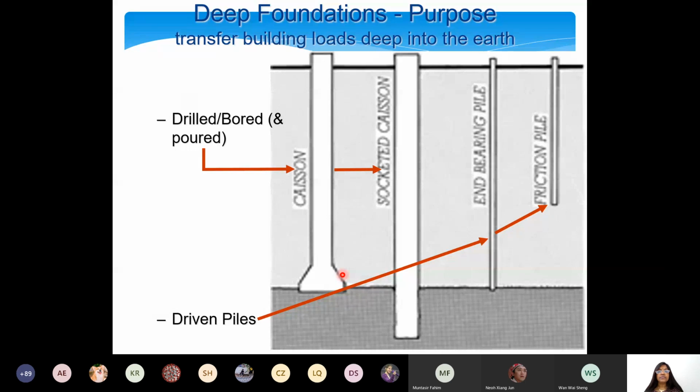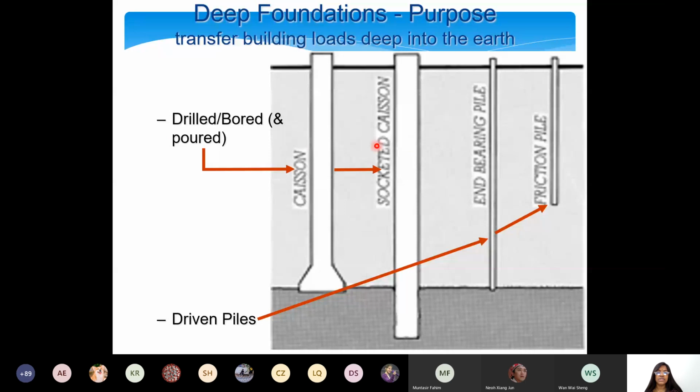Deep foundations' purpose is to transfer building loads deep into the earth. And you see some examples of piles here. Drilled or bored piles, right? A bore means what? A hole. A hole or a gap is created first, and then concrete or any slurry material is poured to make a concrete pile.